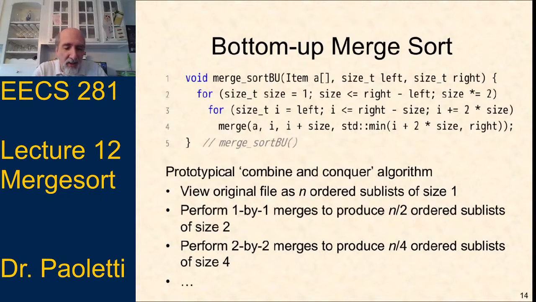Then it says size doubles. So I say, oh, when I'm done with regions of size 1, let's work on regions of size 2. And when those are merged, let's work on regions of size 4 that need to be merged, etc. So the outer loop is determining what size I am working on.